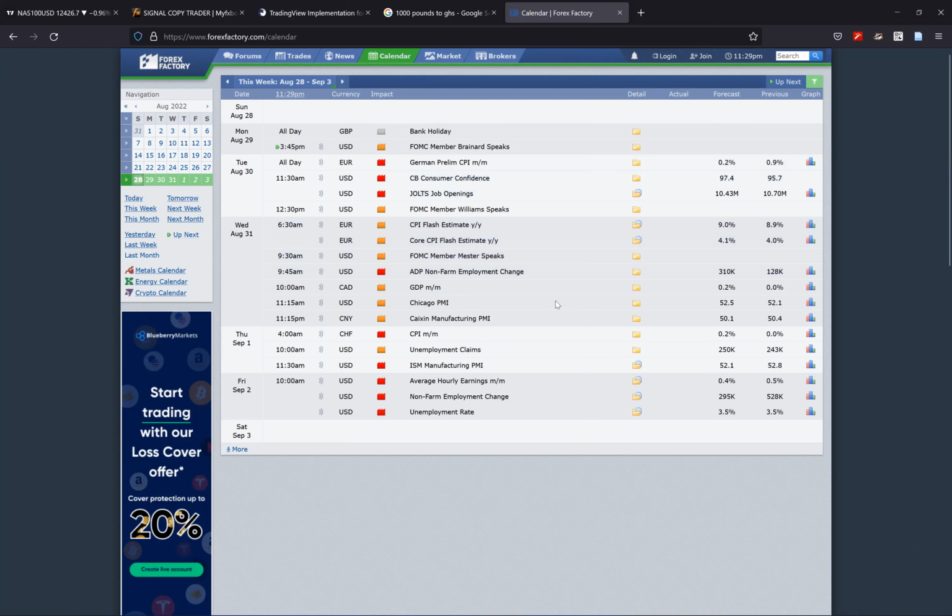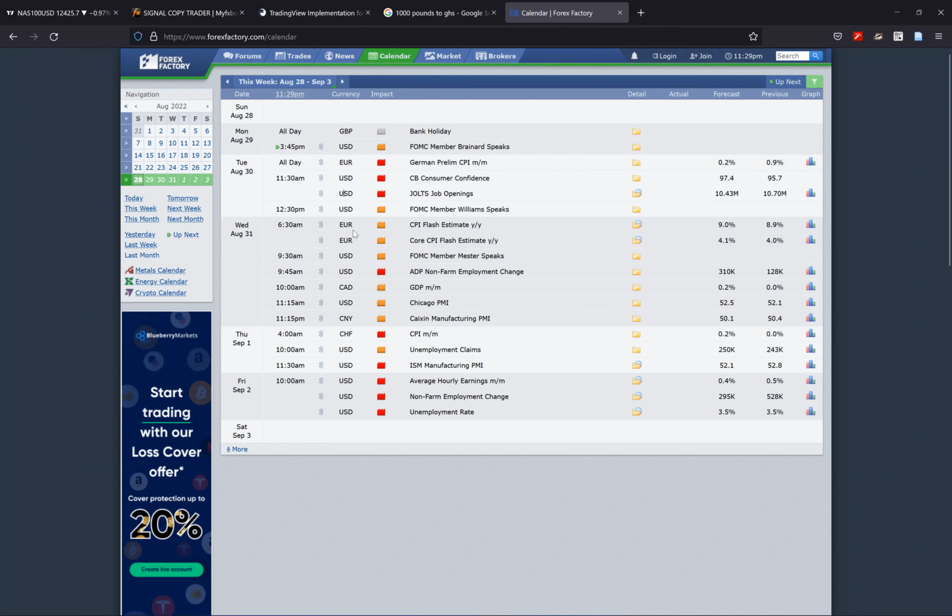Wednesday, we have the non-farm payroll employment change, ADP, NFP employment change report, and other medium risk events that will be taking place. So we expect a lot of volatility coming into the market from Tuesday, Wednesday, especially with the USD. We have CPI for the Swiss franc and we have an ISM.